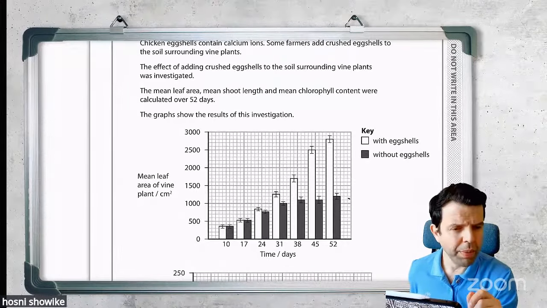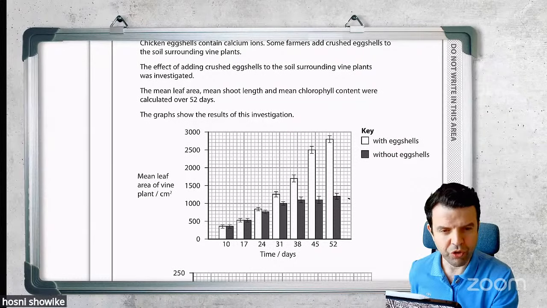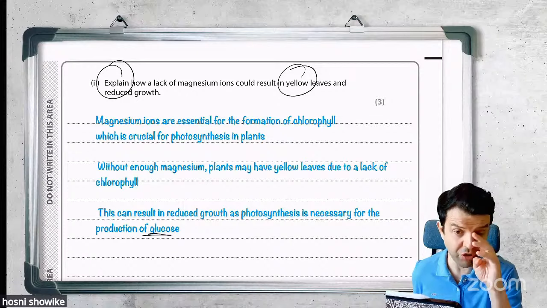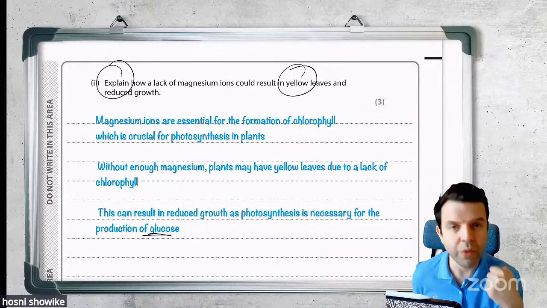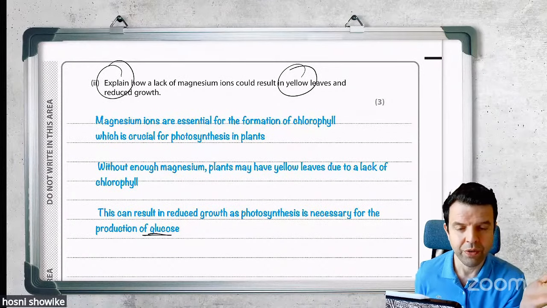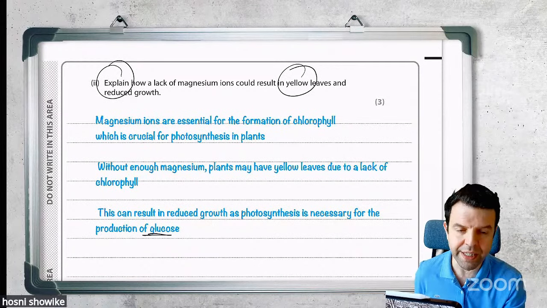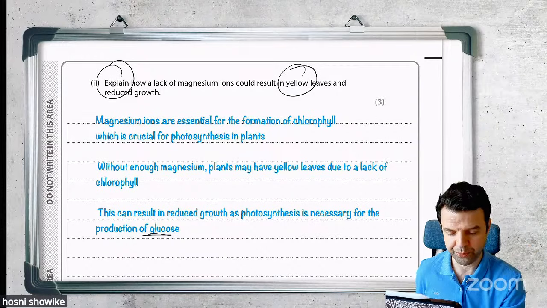Let me just return to the previous question. She's asking me, do we need to mention ATP? I would mention it. If it occurs to your mind, write it. So I could say glucose is necessary for respiration, providing ATP for growth.